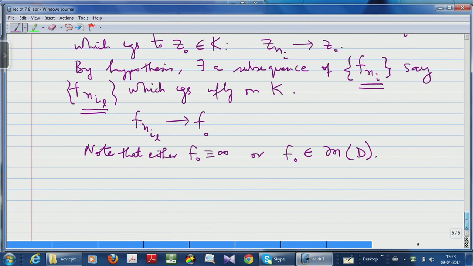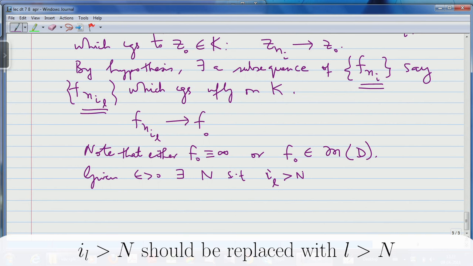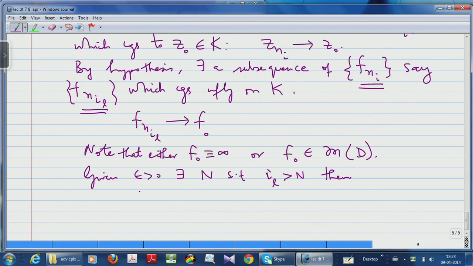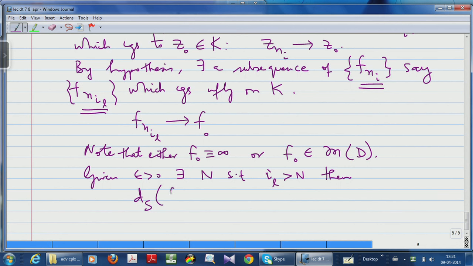All right, and what is it that I want you to understand? This convergence of f_{n_{i_l}} to f_0 is uniform on K. It's a uniform convergence. So what it means is, given epsilon greater than 0, you can find an N such that if i_l is greater than N, the distance between the function values at any point of K can be made less than epsilon. And mind you, because you're working with meromorphic functions, they could very well take the value infinity, and you should not use the usual distance. You should use the spherical distance. So I have to write it like this: d spherical of f_{n_{i_l}}(z) comma f_0(z) can be made less than epsilon.